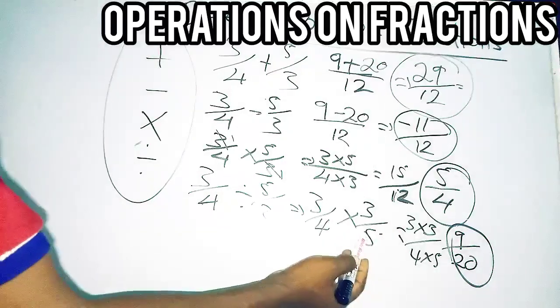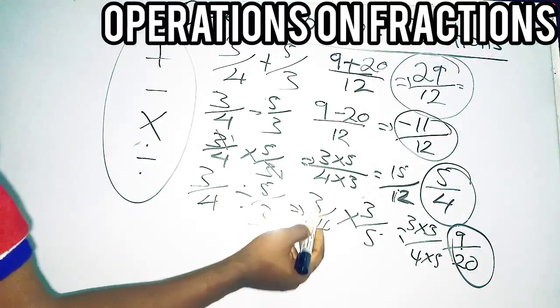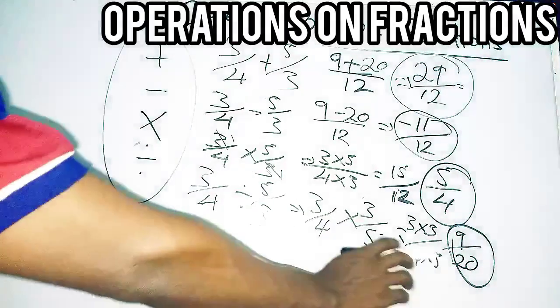In this case also, is there any number that can cancel here and cancel here? If there's any number that can cancel, you cancel. But if there's no number, then you go about it straightforward like that.